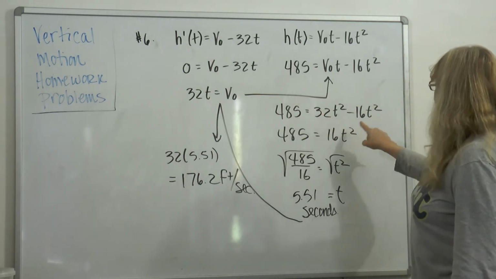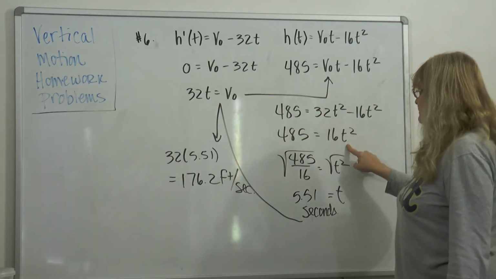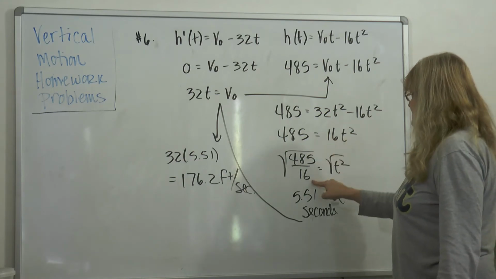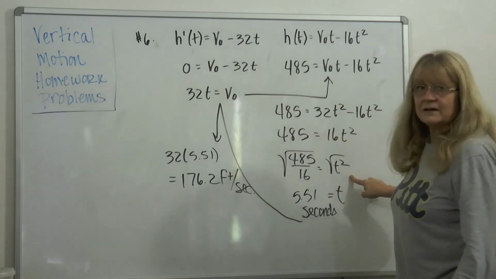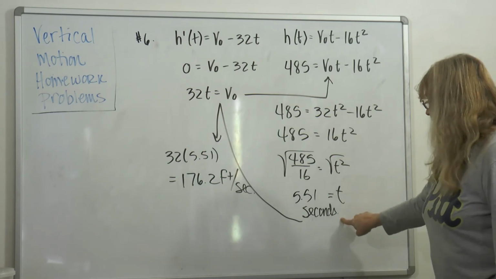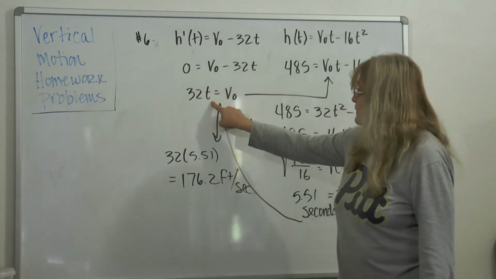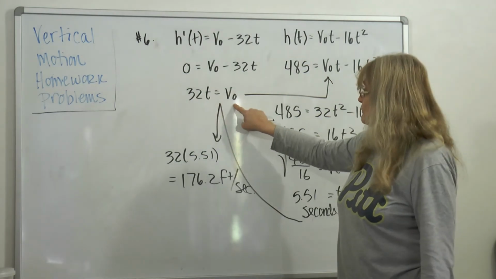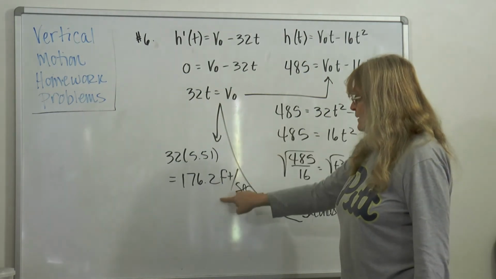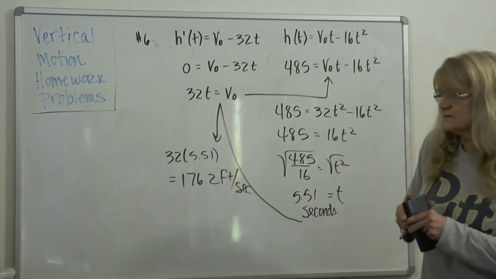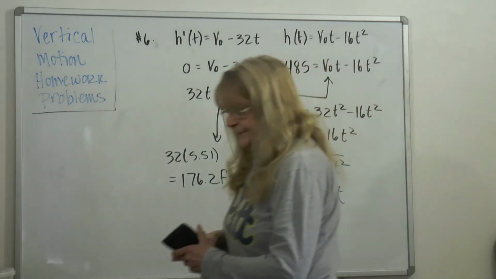Easy enough. Combine your like terms. Divide both sides by 16 and take the square root to get t to the first. That gives me the number of seconds. Take this back up here and put it in here to solve for our initial velocity. And that's what we get, 176.2 feet per second.